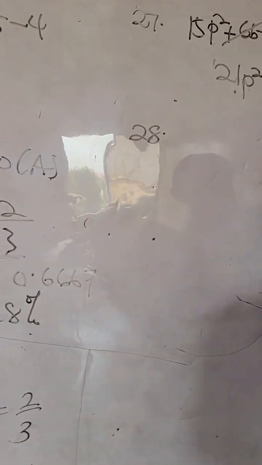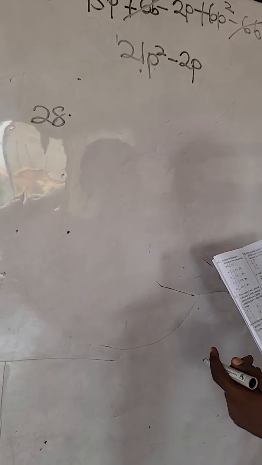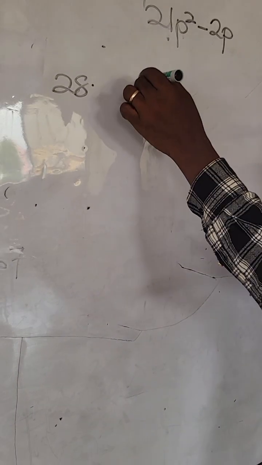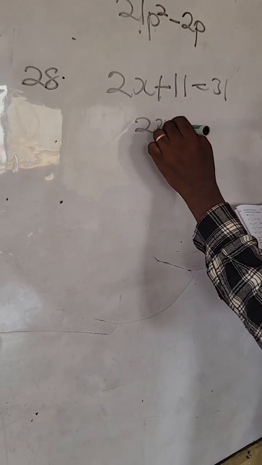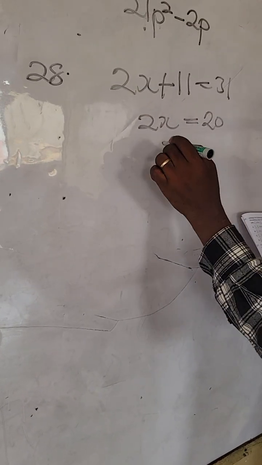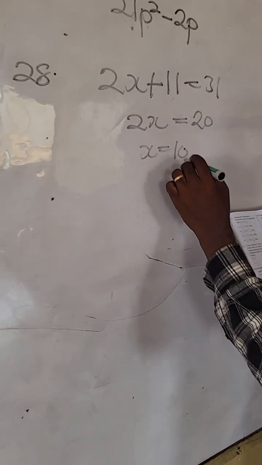So 28. When a certain number is doubled, the result is increased by 11. So double is this, the result increased by 11, the answer is 31. 31 minus 11 is 20, x is 10, option A.